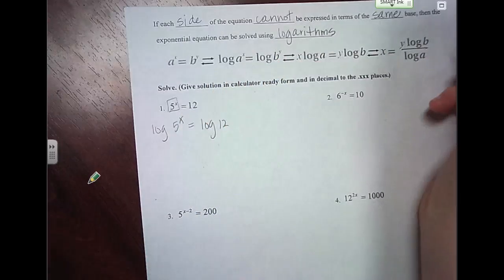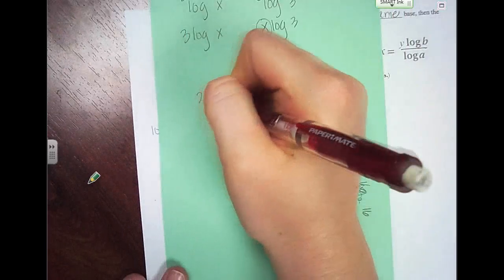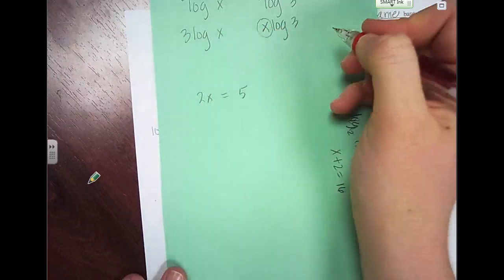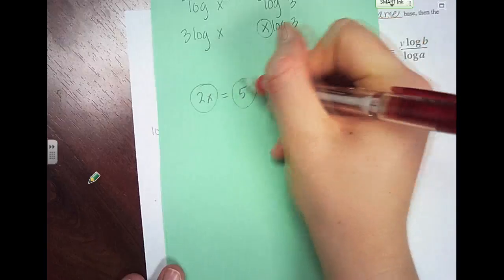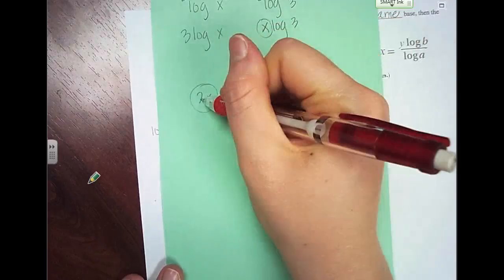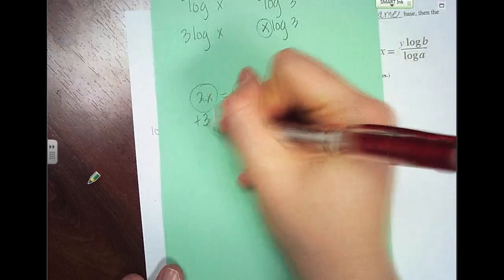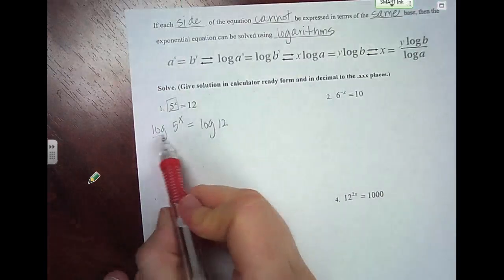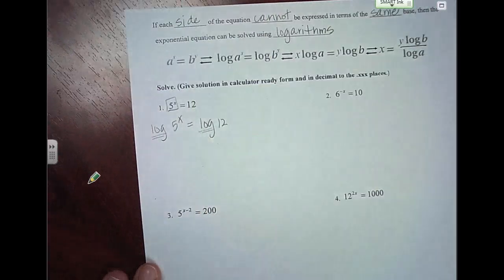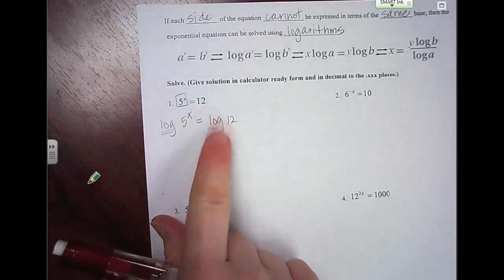So just like in any equation, like if I had 2x equals 5, if I do something to one side of the equation, I have to do it to the other because they're equal to each other. It's like a scale and they're balancing. So if I add 3 here, I have to add 3 here. Same thing here. If you put a log on one side, you have to put a log on the other. And this is what people forget. They'll put a log on this side and forget the one on this side.